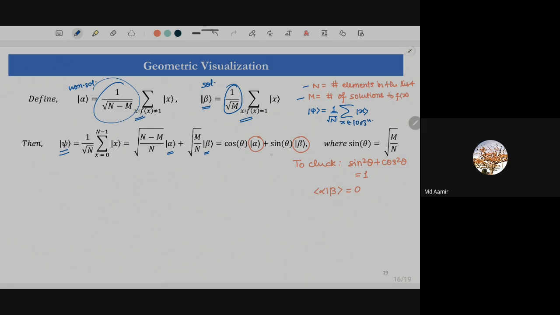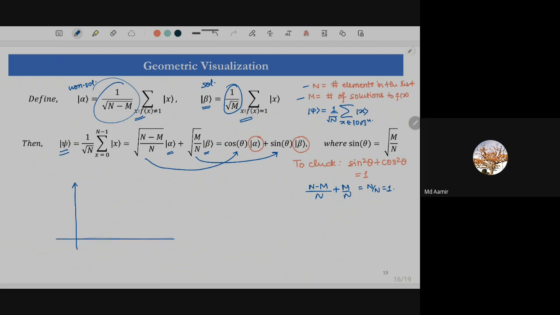So this has some form of cos theta and sine theta. Here we can clearly see that if we assume sine theta is square root m by n and cos theta is square root n minus m by n, then we'll get sine square theta plus cos square theta equals 1. That is basically because n minus m by n plus m by n is n by n, which equals 1. So that's why we can do this change of variables and write it like this. This can be pictorially represented like this here.